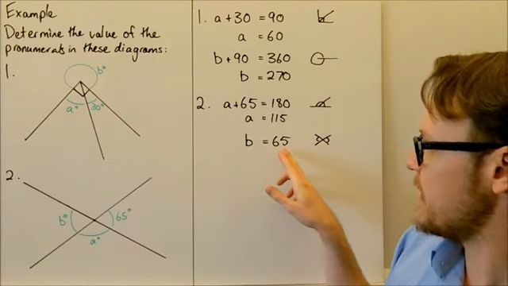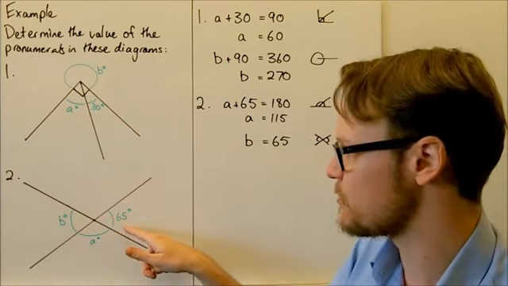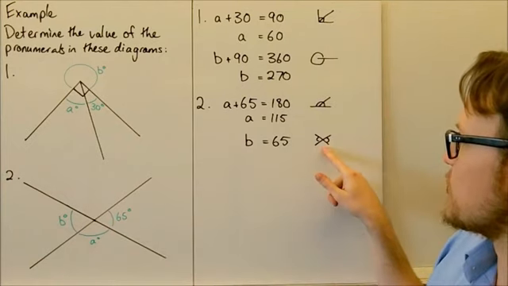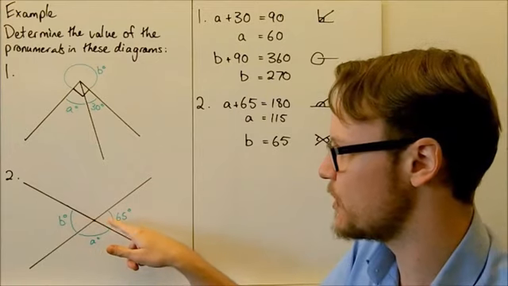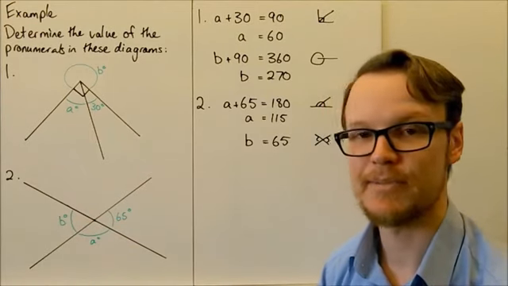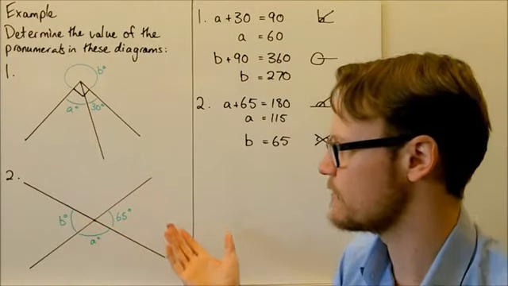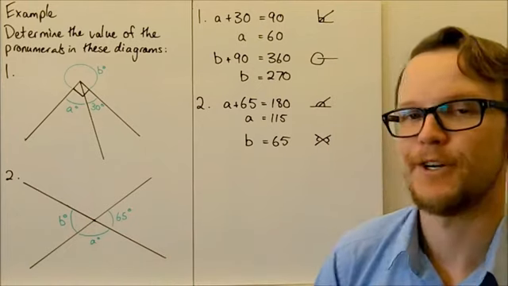We know that B must be 65 degrees as well, because it is vertically opposite. We can use the vertically opposite coded reason here to show that because they're vertically opposite, B must be the same as the angle opposite it, and the angle opposite it is 65 degrees.